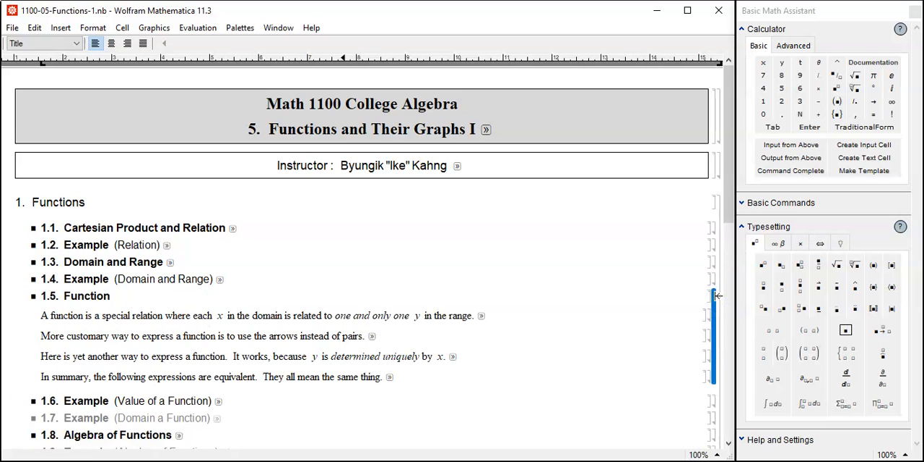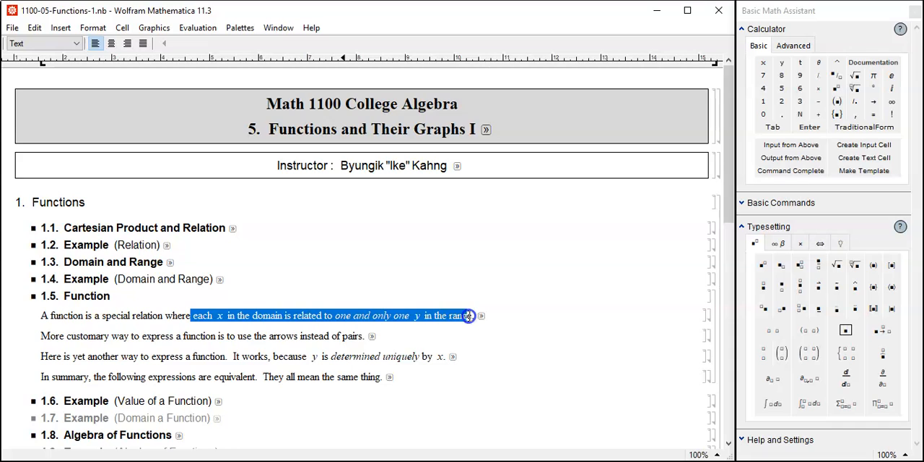Now let us define a function. A function is a special relation where each x in the domain is related to one and only one y in the range. That's a key concept, so let me highlight it in blue.